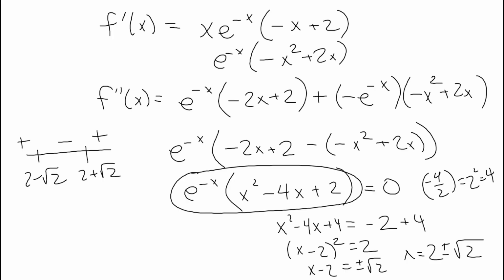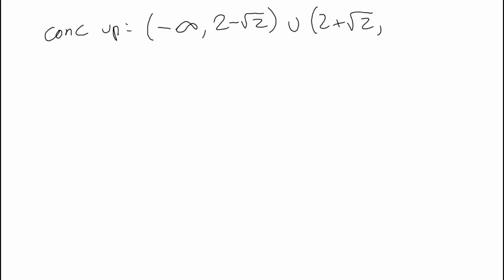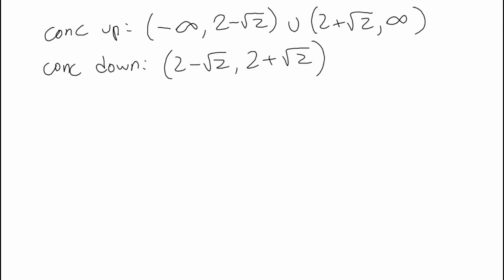So we can see that we have 2 points of inflection, one at 2 minus root 2 and one at 2 plus root 2. Right. And we are concave up from negative infinity to 2 minus root 2, and again from 2 plus root 2 to infinity. And we are concave down from 2 minus root 2 to 2 plus root 2.